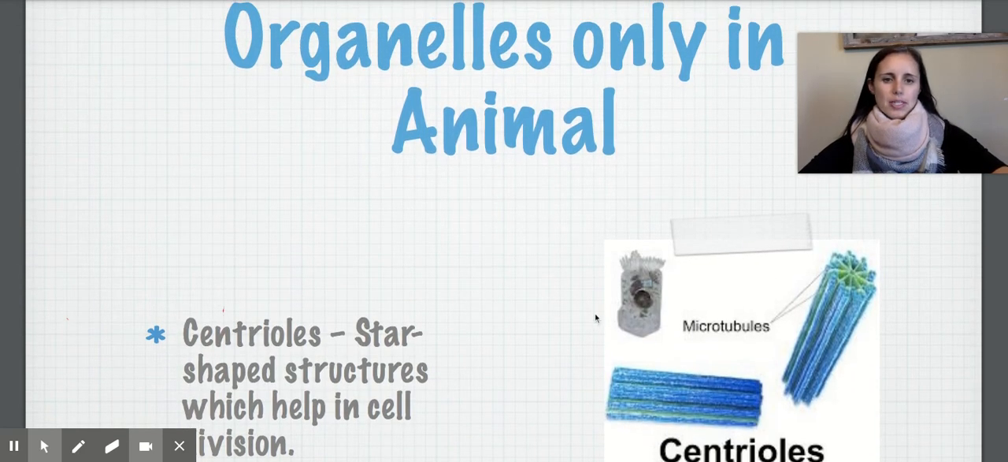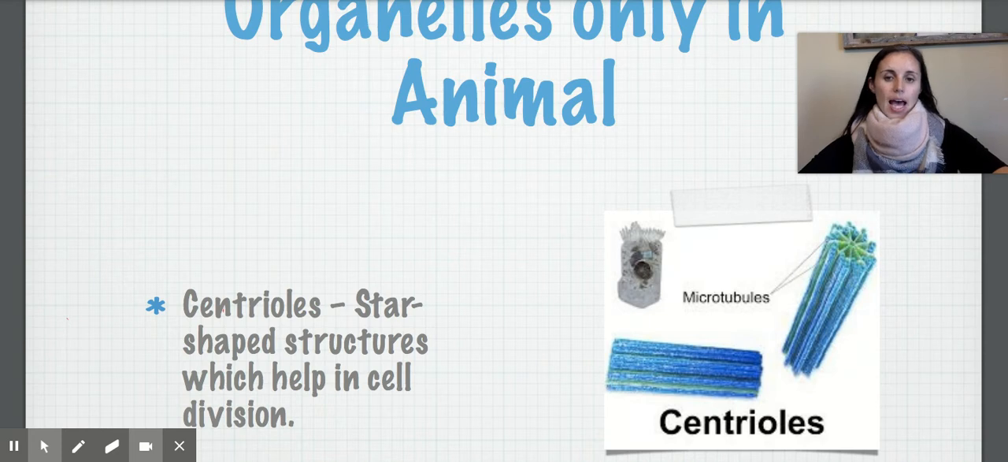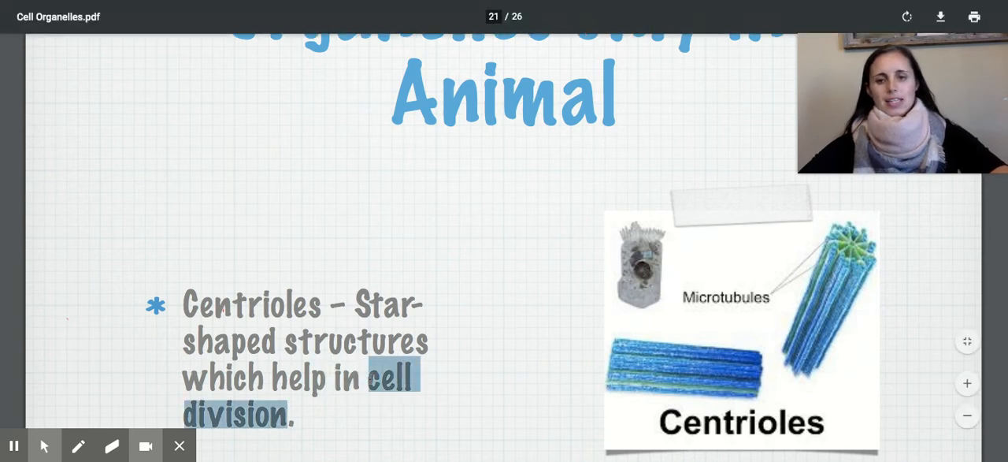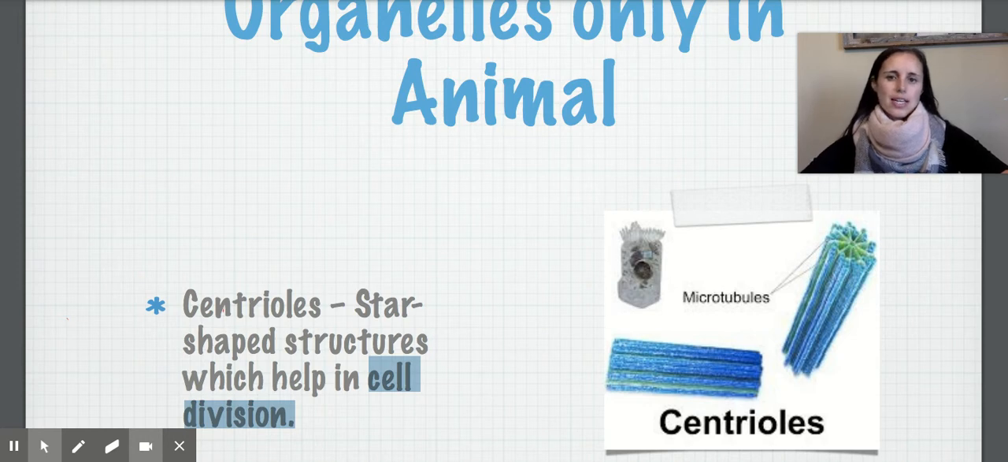Also, only in animal cells is this idea of centrioles. They are star-shaped organelles, and they aid in cell division. Cell division is going to be the next large topic that we're going to cover. So just know that centrioles are involved in cell division right now. We'll talk about cell division when we get to our next big topic.